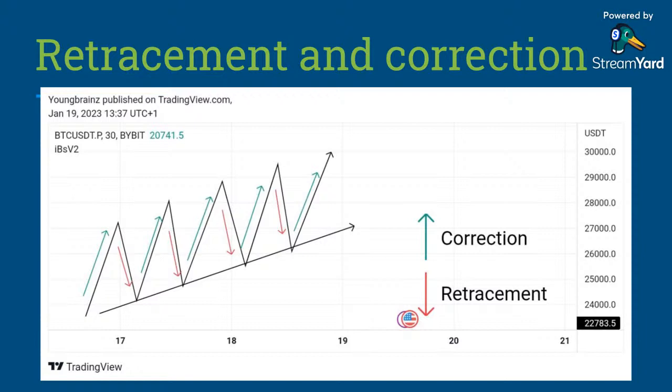So this is what we mean by correction and retracement. If the market is going to create the higher high, higher low, or lower high, lower low, it's going to be moving in a series of correction and retracement. So the way the market moves is retracement, correction, retracement, correction, retracement, correction.